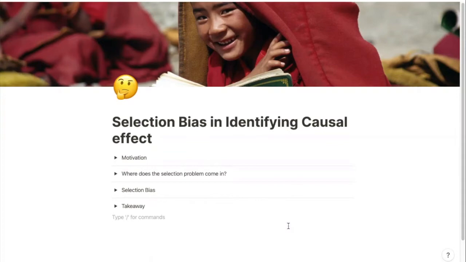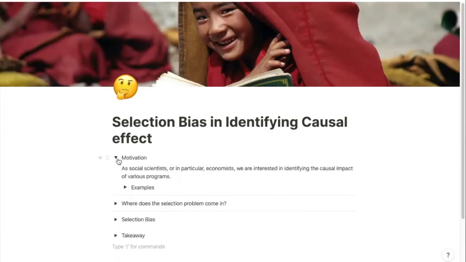This is the first in a series of videos where we will cover some concepts about economics and statistics. And today we will start with a very important topic, which is selection bias in identifying causal effect.